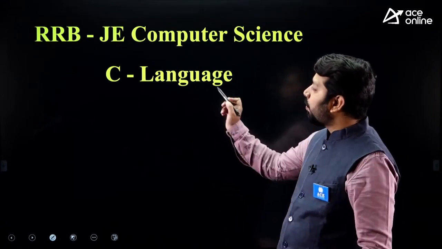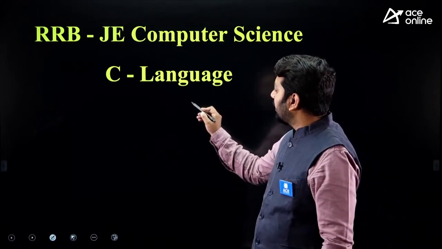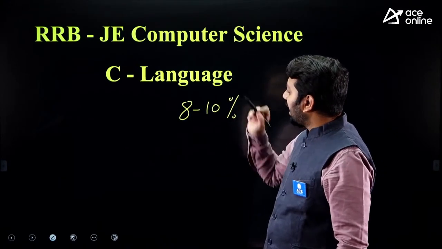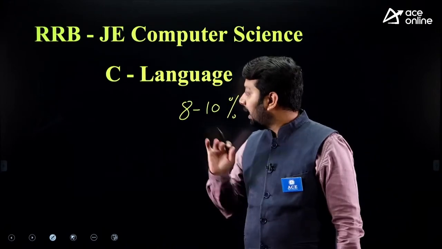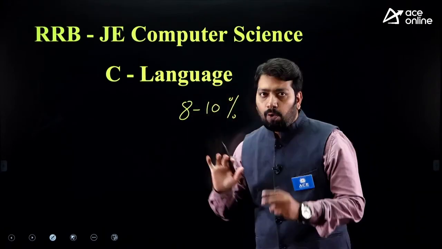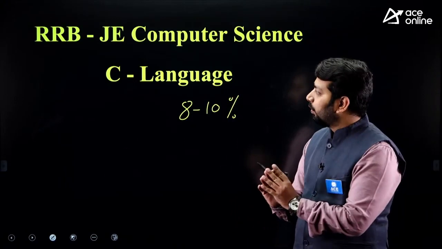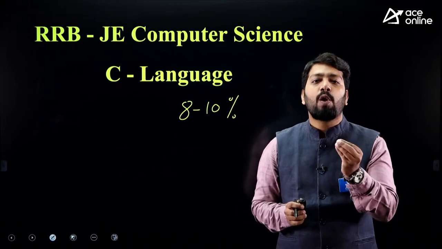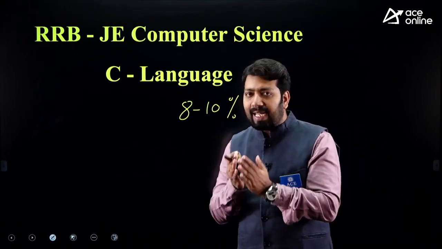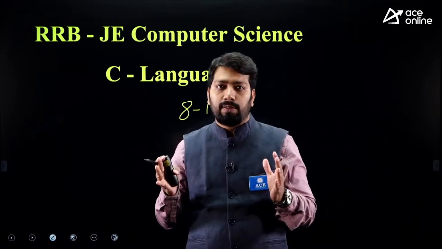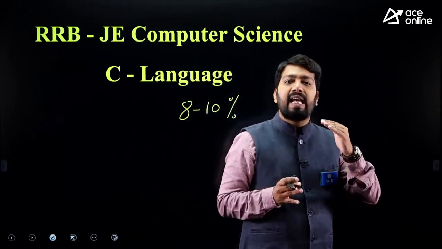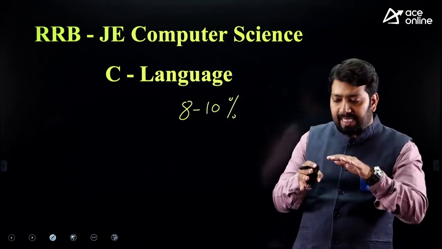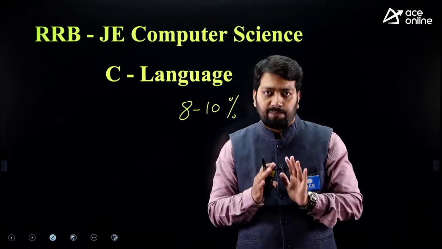So let me tell you about C language. C language weightage is 8 to 10% in the RRB JE exam. So now I hope you understood that C language is very important for the RRB JE exam. 8 to 10% is not very small, because if you see the RRB JE syllabus, it is huge. But in RRB JE, they are not expecting you to study in depth. They check breadth of knowledge, not the depth of knowledge.